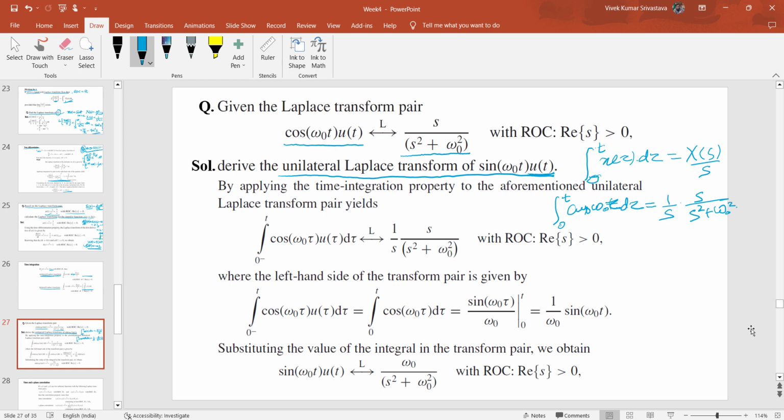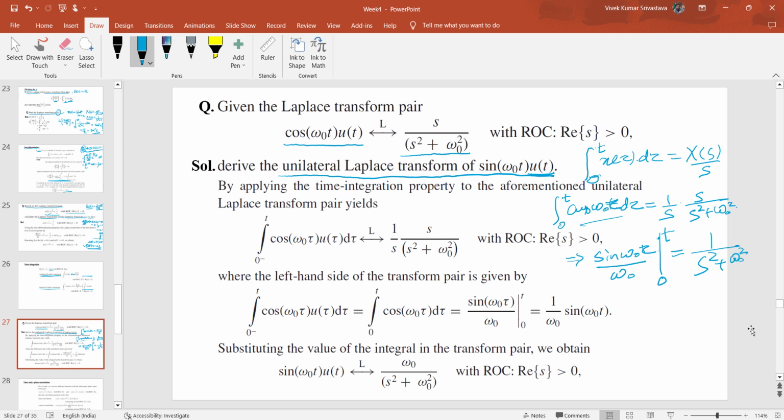Okay, so once you evaluate this integral, this will be equal to sine of omega naught tau over omega naught. Okay, and the limit of integration will be 0 to t, and the right hand side will be equal to 1 over s square plus omega naught square.